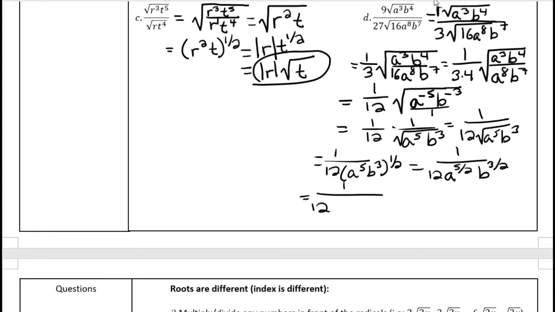All right, so now a to the 5 halves is a to the 4 halves and a to the 1/2. And b to the 3/2 is b to the 2/2 and b to the 1/2. All right, so now I know that a to the 4/2 is a squared. Since I did a square root, I'm going to write it as absolute value. And then the same thing for the b here. I'm going to write that as absolute value. And then I have a to the 1/2 and b to the 1/2.